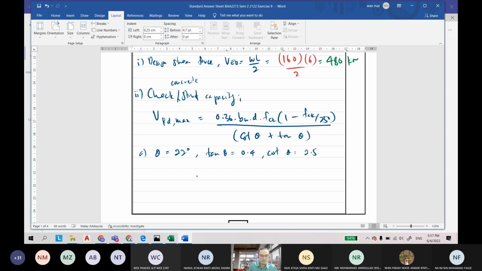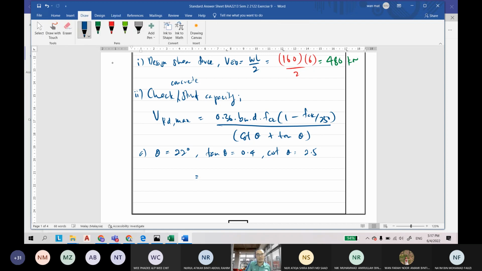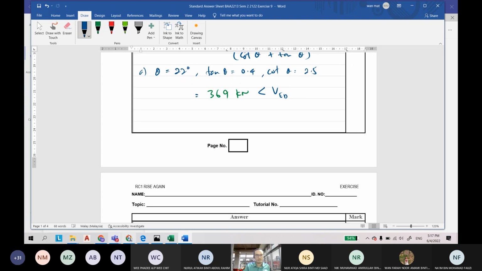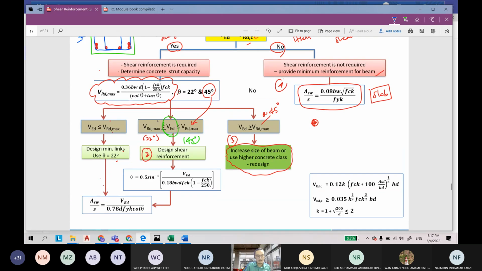So we just do it similar to the previous one. The value of the previous one is equal to 369 kilonewton, right? As in the equation in exercise number 8. However, for this one, our VED is larger. If this situation happens, let me show you. Our VED is larger than VRD max for 22 degree. So we check for 45 degree.